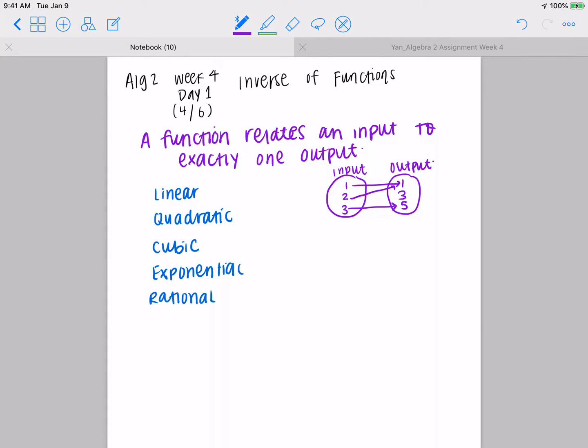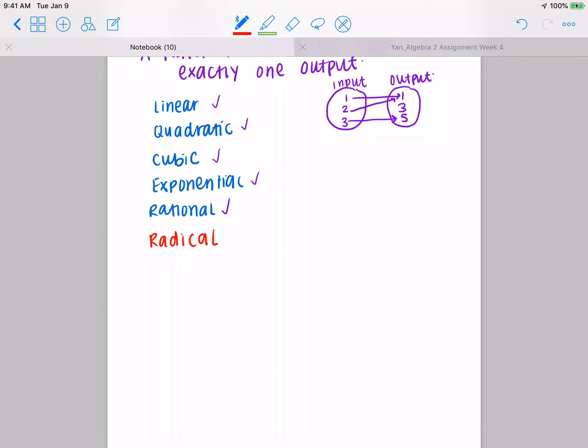And so far, we have talked about a few types of functions. We have talked about linear, quadratic, cubic, exponential, rational, and this time we're gonna talk about something called the radical function. Today specifically, we're only gonna talk about looking at a function or a graph, whether it's a function or not, and whether it's something called invertible. So there is something called the invertible function.